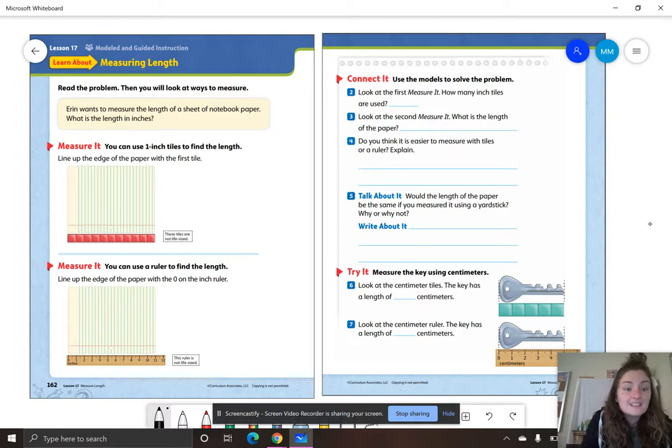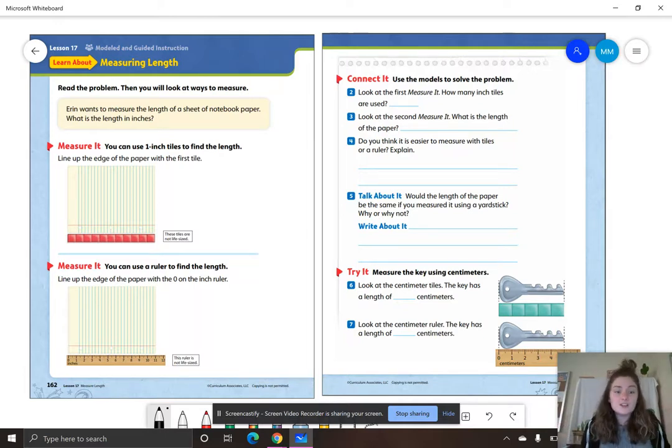Now look at these tiles. Notice that they are side to side. Their sides are the only thing that are touching. They are not overlapped. They are not spaced. They are touching side to side. So we would line up the left edge of the paper with the first tile and then line the tiles up side to side to the right end of the paper.